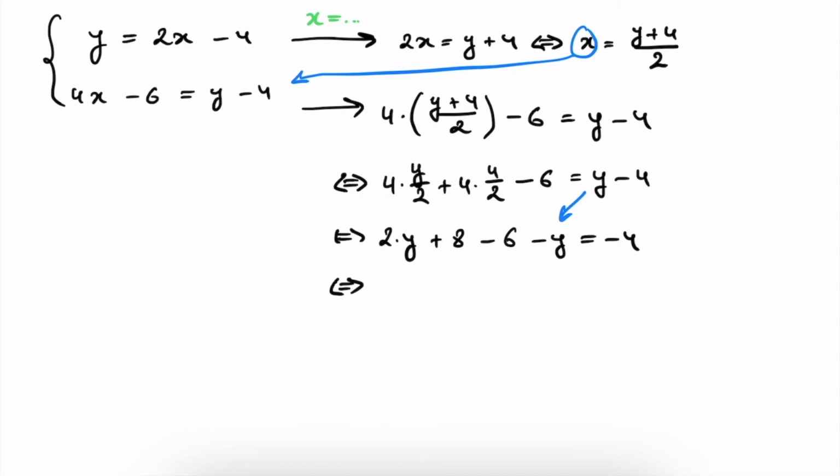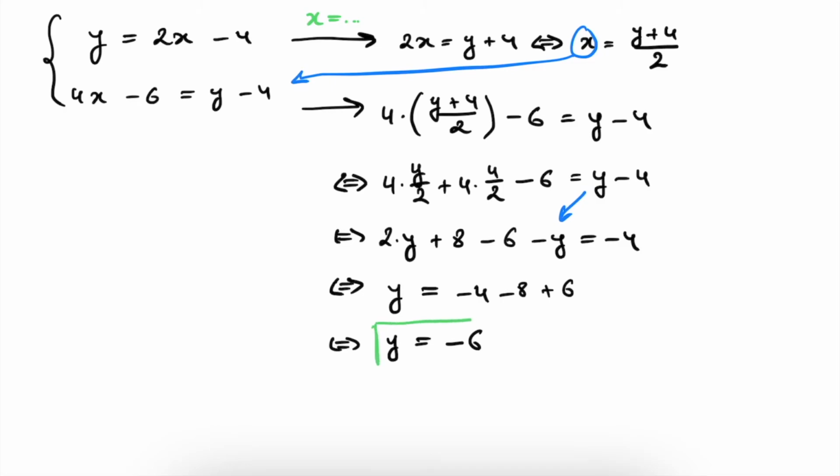Taking all the y's together, we get 2y minus y. So we get y is equal to minus 4 minus 8 plus 6. And what I did here was take this 8 and this minus 6 to the other side of the equality sign. And now we are simply there. So we get that y is equal to minus 6.